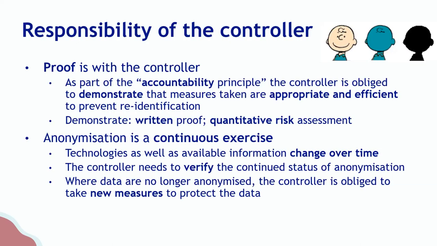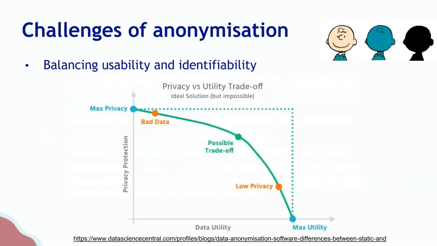So if you're using data sets, in this case, we're often using secondary use of data sets. We're potentially reusing data sets. And so as there may be technological developments or more information available over time, this needs to be verified over time if you're continuously using data sets. So again, from a legal perspective, it is difficult to meet the standard of anonymization.